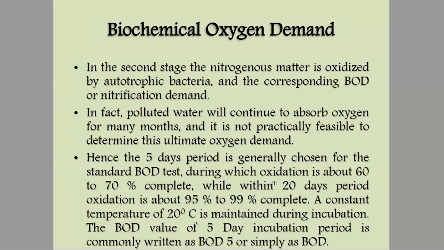In the second stage, the nitrogenous matter is oxidized by autotrophic bacteria. We know what autotrophic is, heterotrophic and autotrophic; it is class 7th, 8th study. So in the second stage, the nitrogenous matter is oxidized with the help of autotrophic bacteria, and the corresponding BOD or nitrification demand is called second stage BOD. So first they decompose carbonaceous biodegradable matter, then nitrogenous matter.